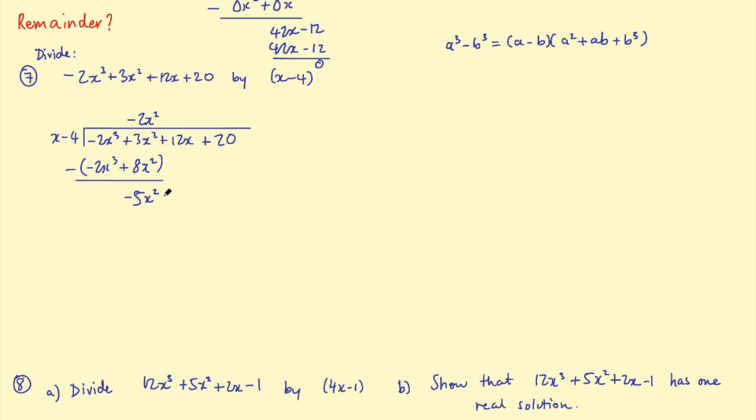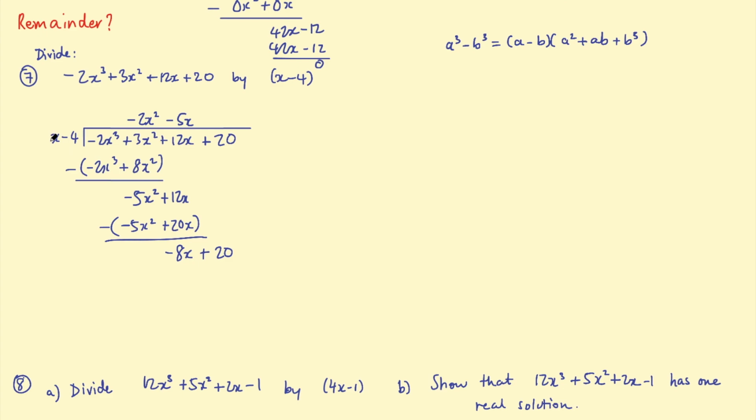Carry down the next term in the divisor. Negative 5x squared divided by x is negative 5x. Multiply negative 5x by x take 4. This is negative 5x squared plus 20x. Subtract these. Negative 5x squared plus 5x squared is 0. 12x take 20x is negative 8x. Carry down the plus 20.